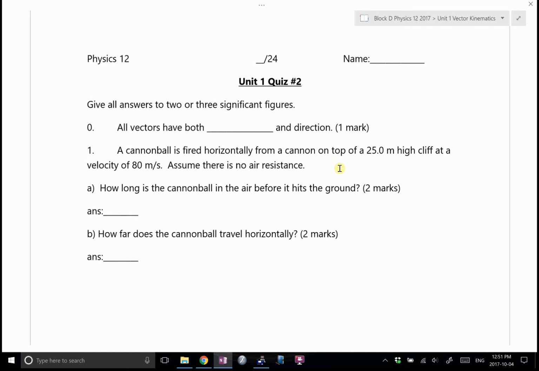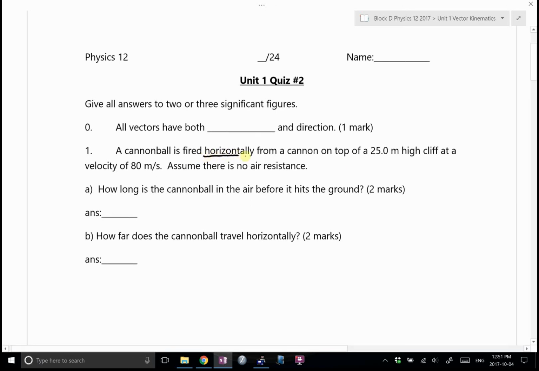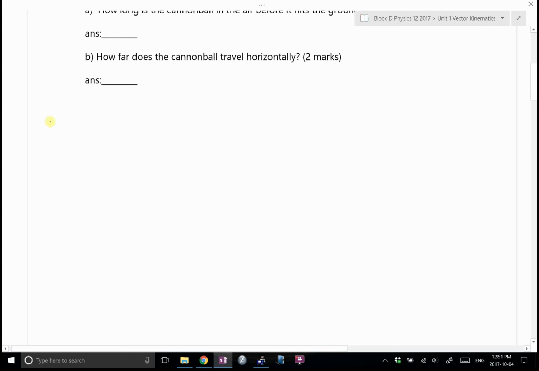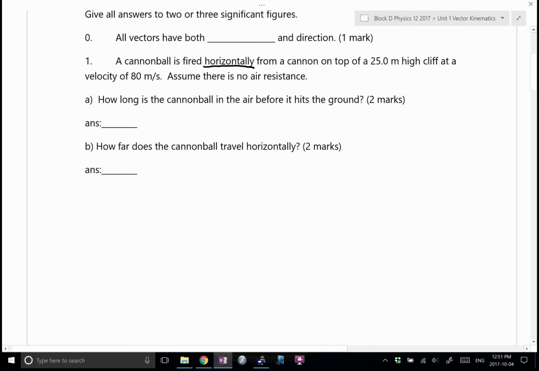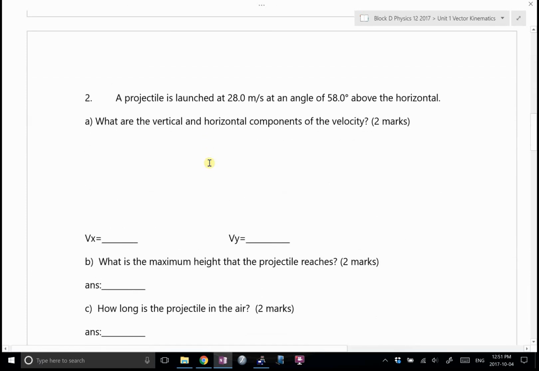Number 1, a cannonball is fired horizontally. I would probably dulp like down here somewhere. A asks, how long is the cannonball in the air before it hits the ground? Find t. B asks, how far does the cannonball travel horizontally? I think that's saying find the range. There's going to be a question very similar to this on your test. Turn the page, or sorry, next page over.